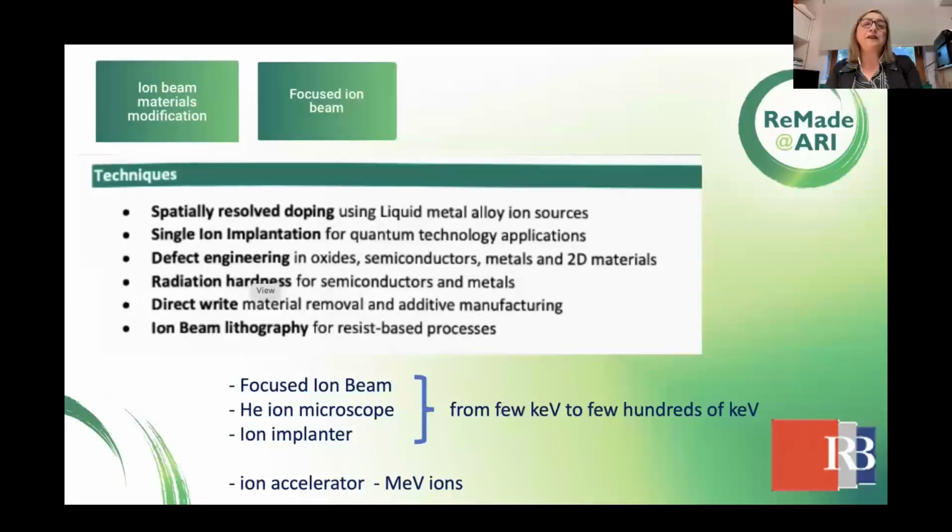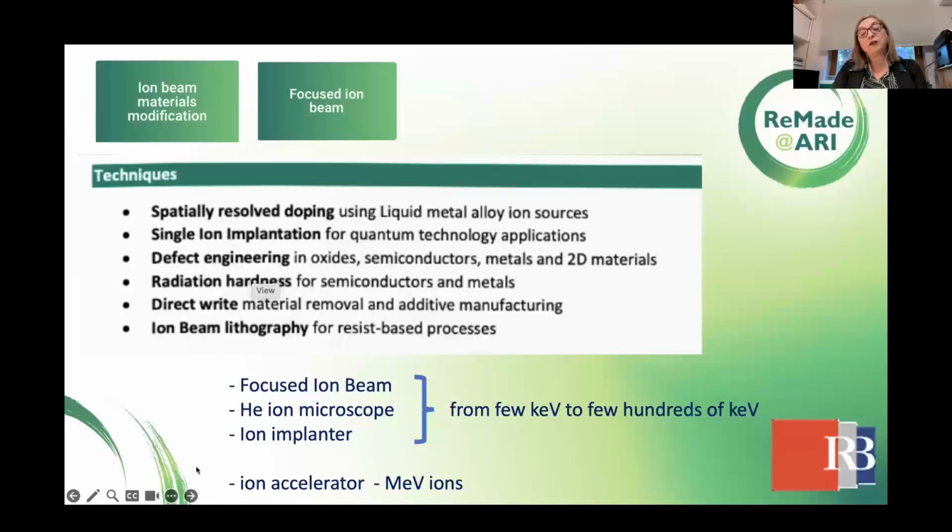Also, I will talk about techniques mentioned in the other two boxes, ion beam materials modification and focused ion beam. So what can we do with this? We can modify materials, we can do some doping, we can do single ion implantation for quantum technology applications, and defect engineering in oxide semiconductors and 2D materials. We can test radiation detectors for radiation hardness. We can directly write into material, and we can do ion beam lithography.